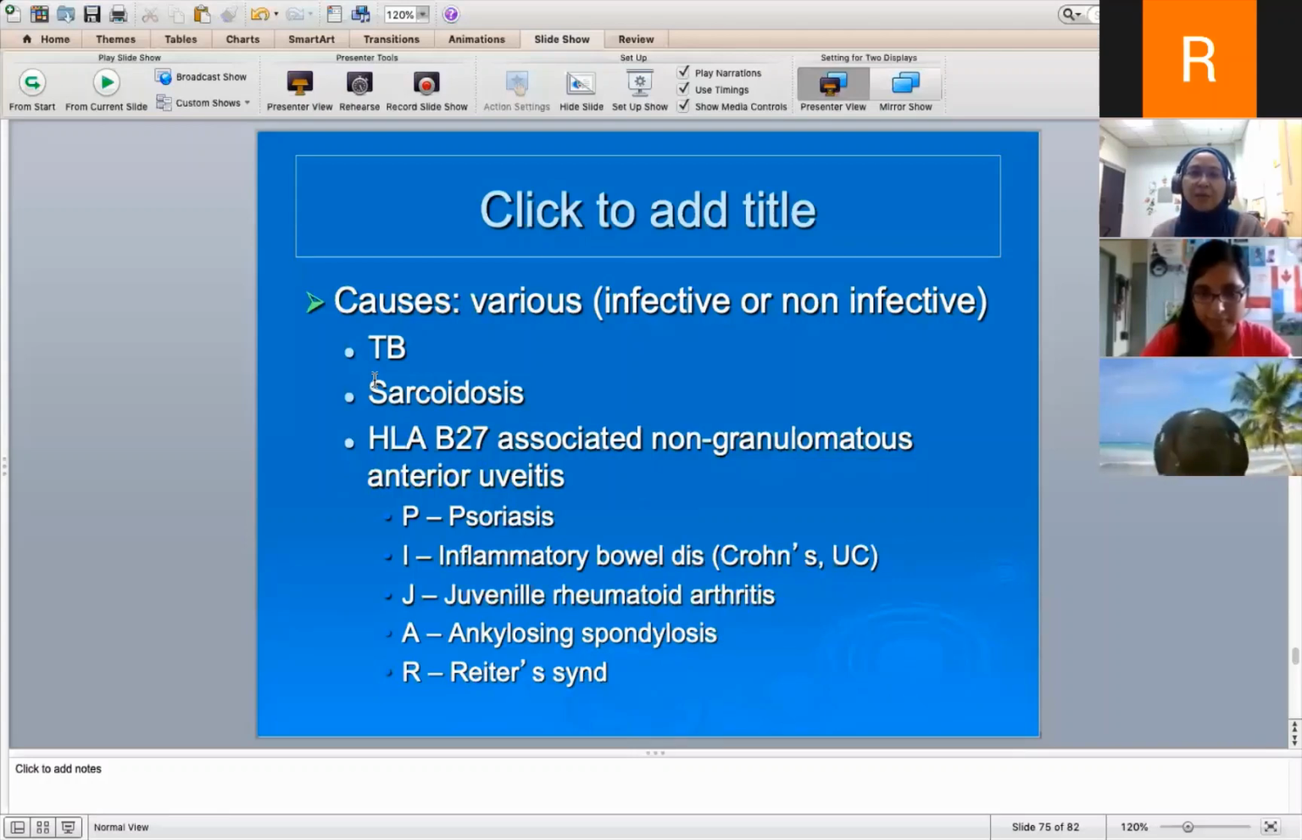It's an autoimmune kind of disease, because it reacts towards the indolent kind of TB. Now, we have sarcoidosis. Sarcoidosis can also cause uveitis, and we also have HLA-B27. Now, I try to summarize here the other causes of uveitis. Psoriasis can also cause uveitis. Crohn's disease, the inflammatory bowel disease, can also cause uveitis, as can juvenile RA, ankylosing spondylitis, and Reiter syndrome. So those are the common ones that cause uveitis in patients.